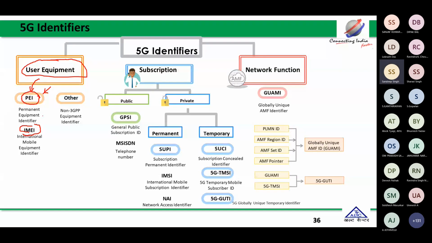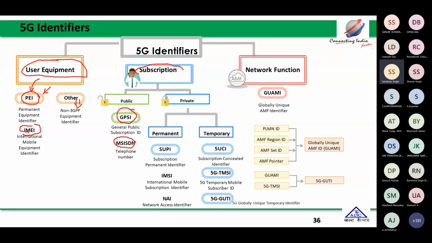Another identifier is also used for the non-3GPP equipment identifier. 5G is also capable of communicating with those equipment. And some subscription identifier, that is the MSISDN, you already know, the telephone number. And another one is the GPSI, Generic Public Subscription Identifier, which is used in the 5G network in place of MSISDN. This is the public one.